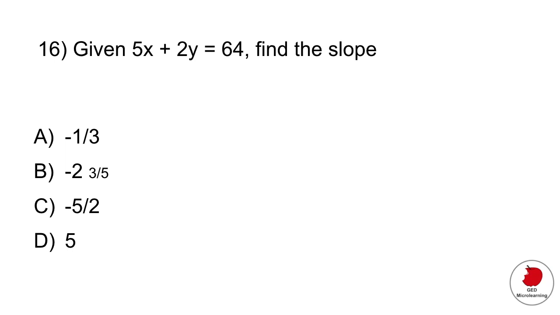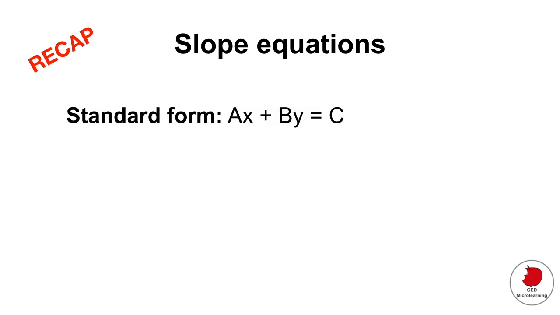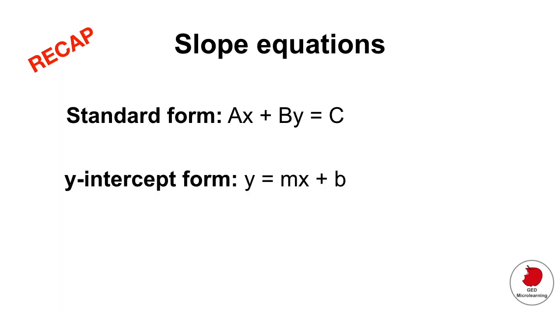All right, so this question is a slope question. It says, given 5x plus 2y is equal to 64, find the slope. Let's remind ourselves a little bit. Let's do a quick recap on slope equations. In the GED, you can expect to find mostly these two equations: what we call standard form, where you have an equation that looks like this, ax plus by is equal to c, or the y-intercept form. And remember that in the y-intercept form, m represents the slope.